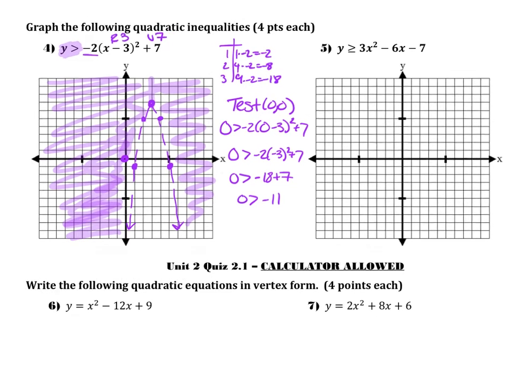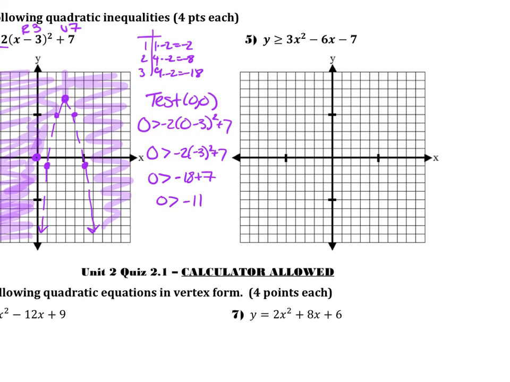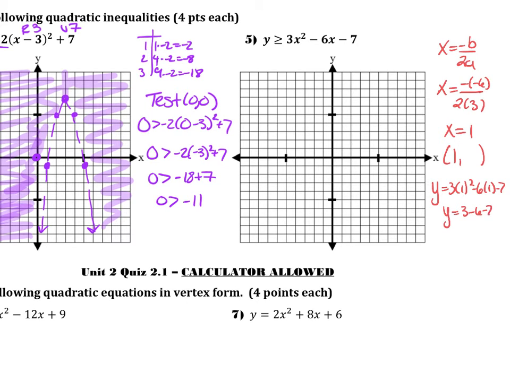In number 5, I have another inequality, but now this is in standard form. So I'm going to use opposite b over 2a to help me find the vertex of my parabola. So I know that the x of my vertex is 1, and then I'm going to plug that x back in to find the y. And I'm going to get negative 10.